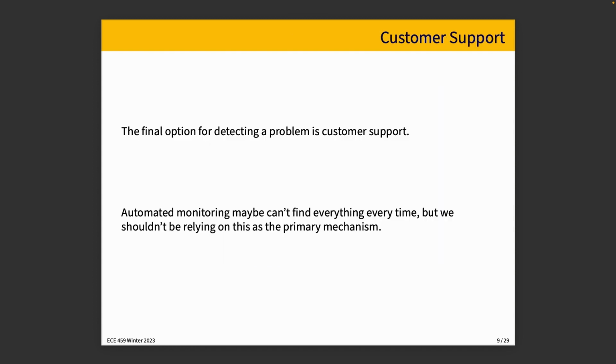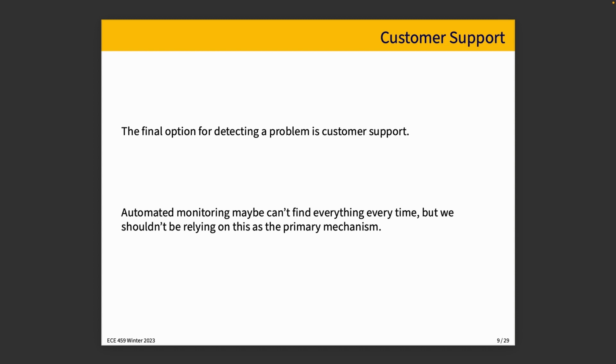The final option, and I say final because this should be the last thing that happens, is customer support. If users are complaining to the support team that something is broken or something is slow or they're otherwise not able to use the software in the way that they want to use it, that's a big hint. That's one way to discover the problem. Automated monitoring maybe can't find everything every time.